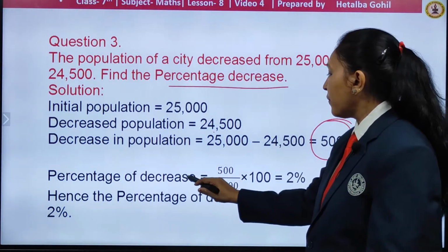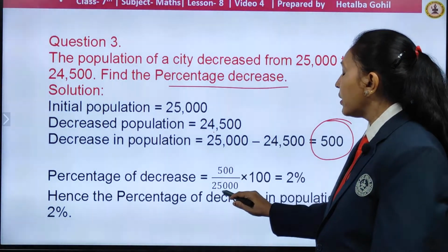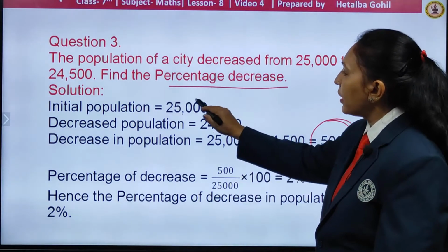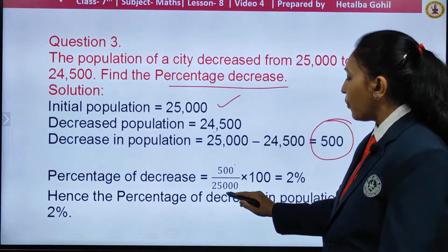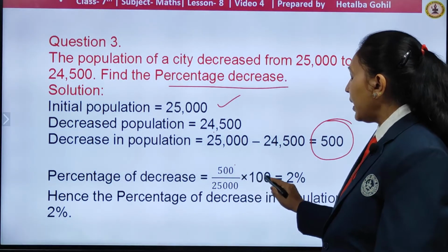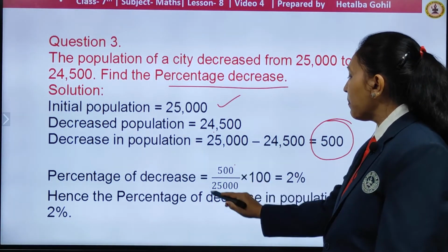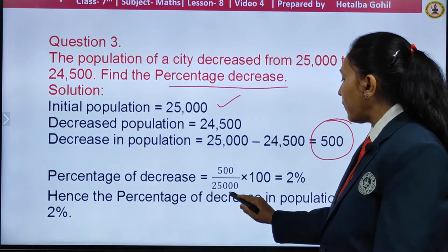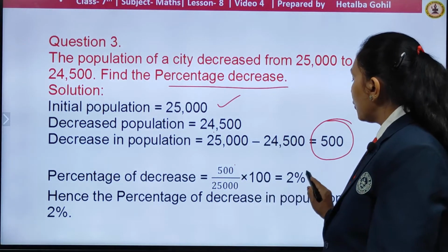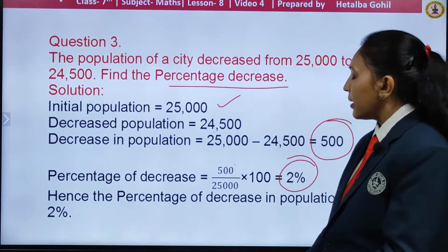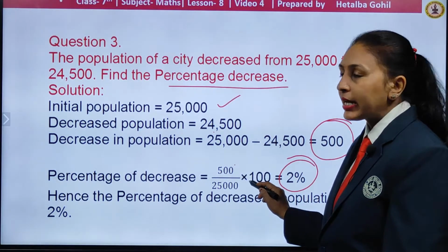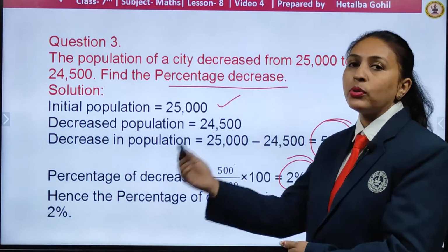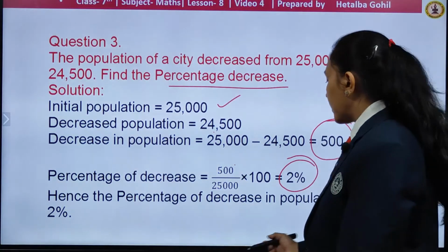So, percentage of decrease is the decrease upon the original amount. What was the original? The population, 25,000. So, decrease upon the original population multiplied by 100. When you simplify 500 upon 25,000 into 100, you will get 2%. So, this 500 is nothing but a 2% decrease in population compared to the prior population.